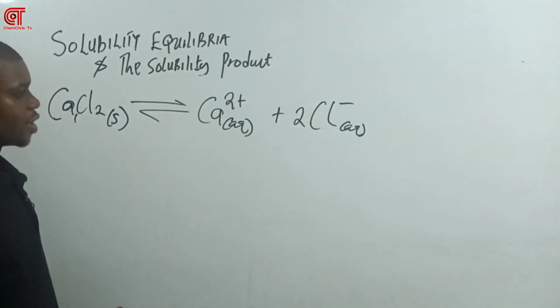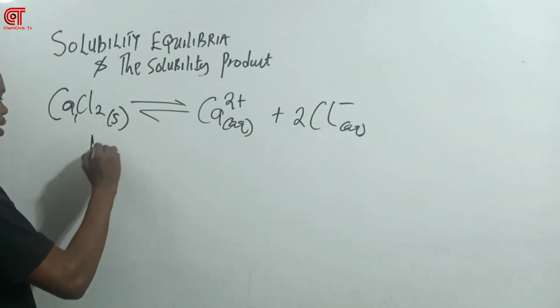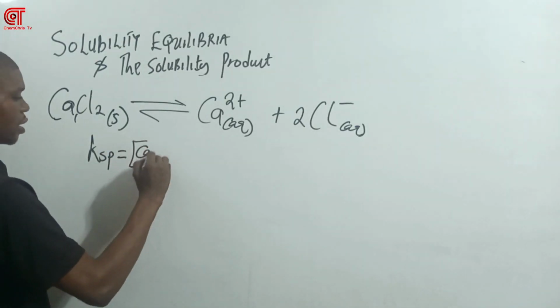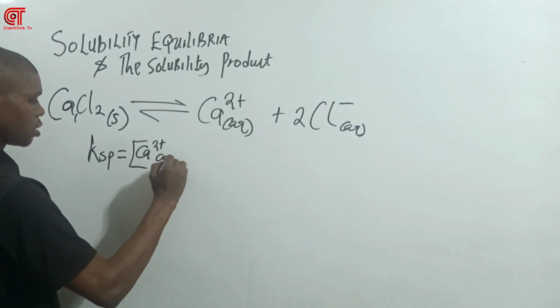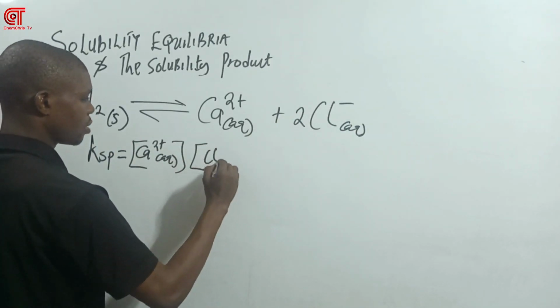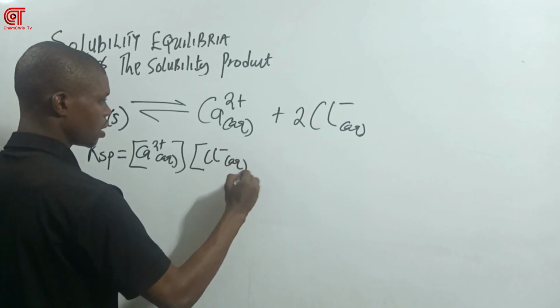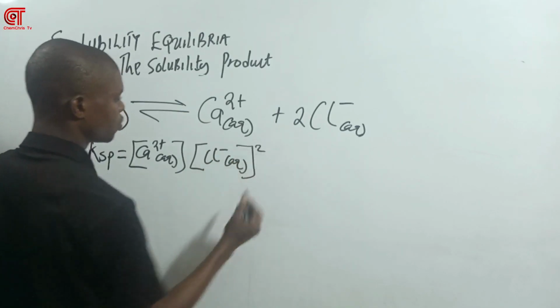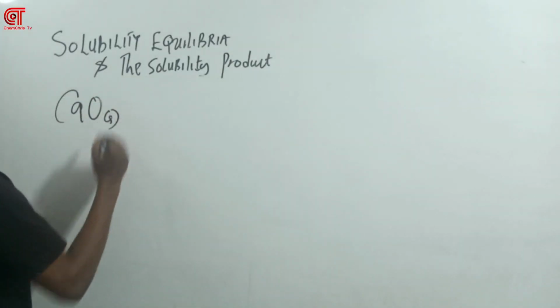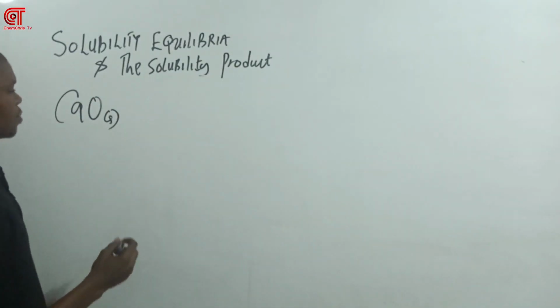So how do you now write the Ksp expression here? It's very easy. Ksp is equal to the concentration of Ca2+ aqueous, then the concentration of Cl- aqueous to the power of 2. So that is it for this guy here. Calcium oxide. So how do you write the ionic expression here?